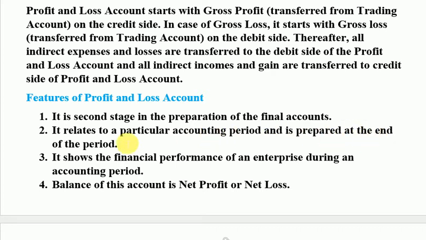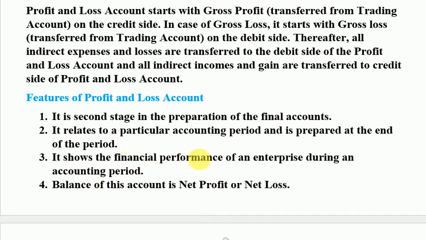Okay, so it relates to a particular accounting period. That means it will be prepared for one accounting period only, and for another accounting period there will be another profit and loss account. It is prepared at the end of the period, that means on 31st March of every year, or whatever the end of the accounting year, in which we prepare the profit and loss account to find out the profit or loss.